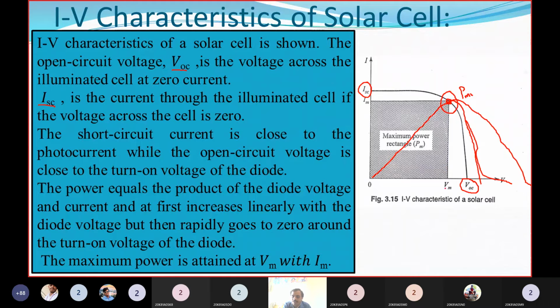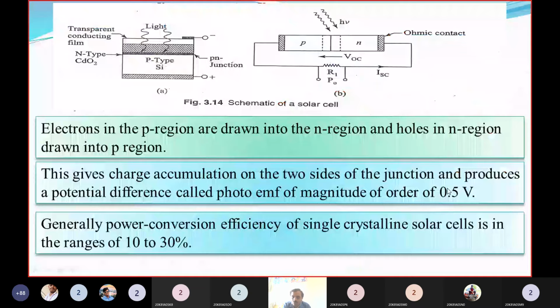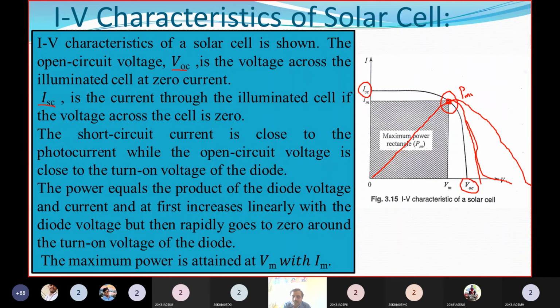So how to change this voltage? Already you know that: by using different resistors. At a particular resistance, we will get these Im and Vm values. That is the operating point of the solar cell. If you operate at that point, we will get the maximum power. So this is the use of IV characteristics.